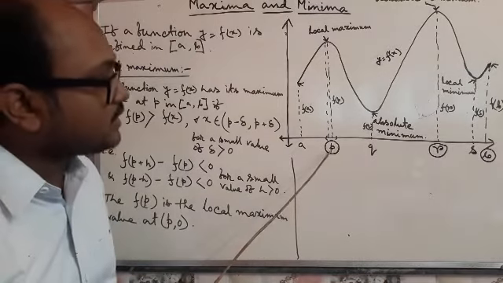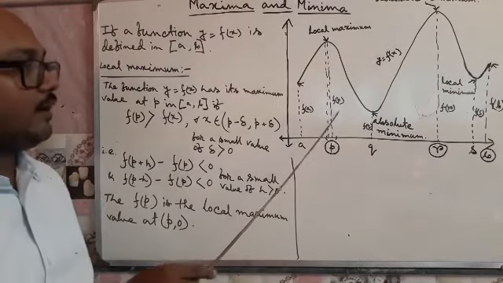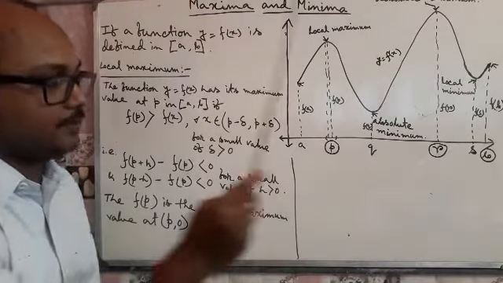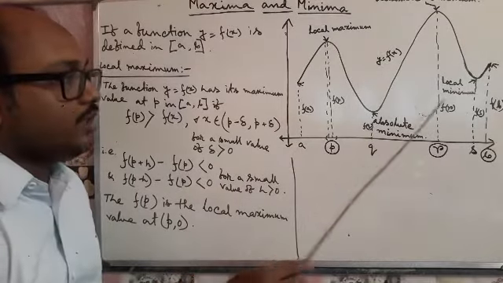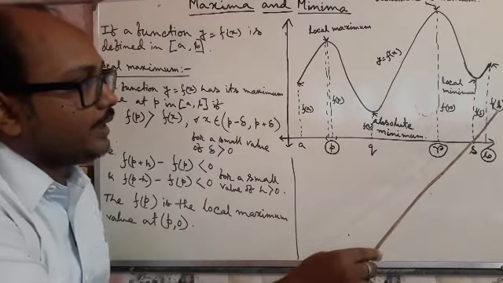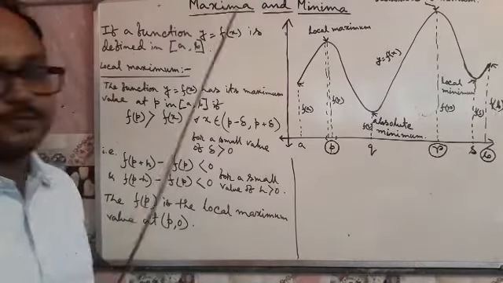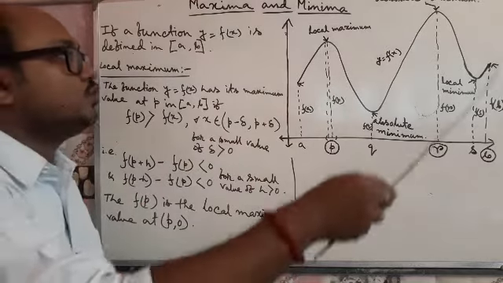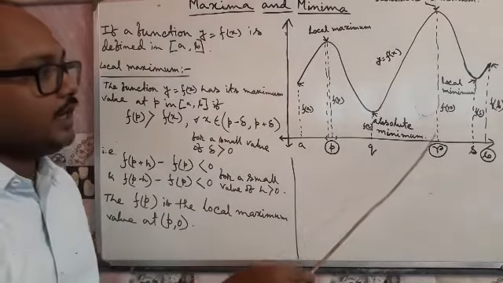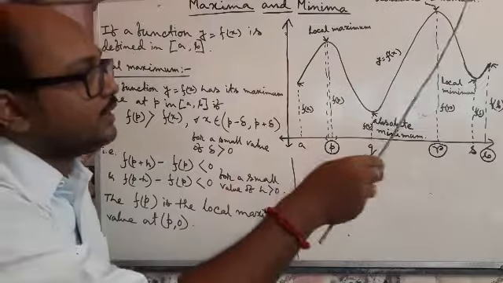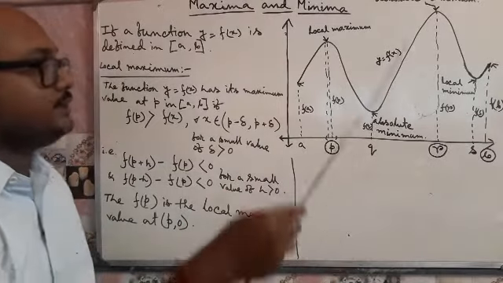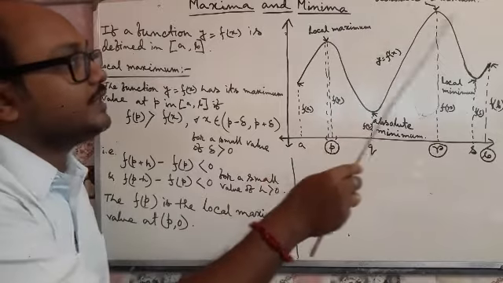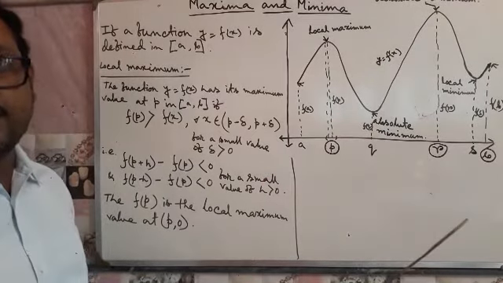Okay, now among these, f of p is one local maximum, f of r is one, and f of b is another. Among f of p, f of r and f of b, which length is the most? f of r is the most. That's why in this whole interval f of r is the most, so at the point r the function y is equal to f of x attains its absolute maximum. Okay.